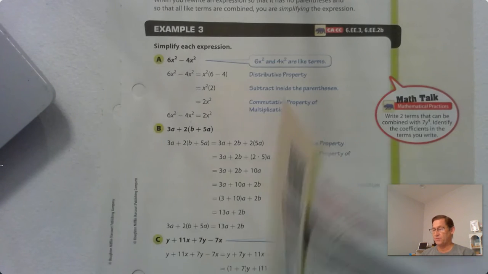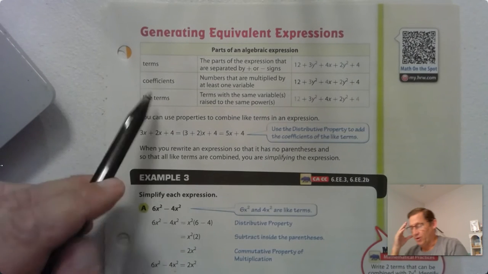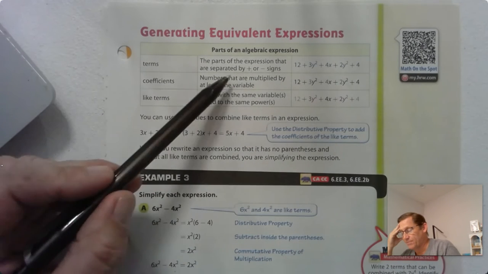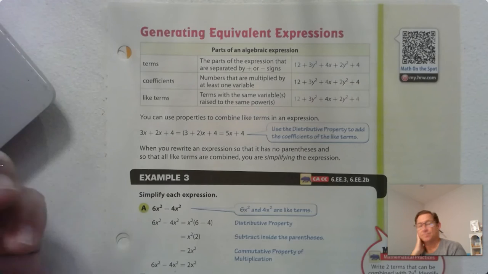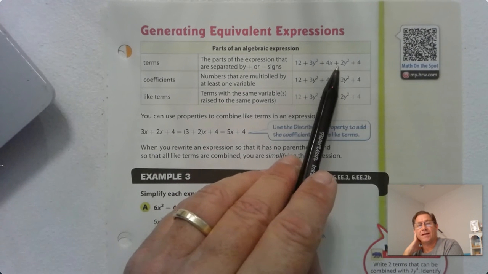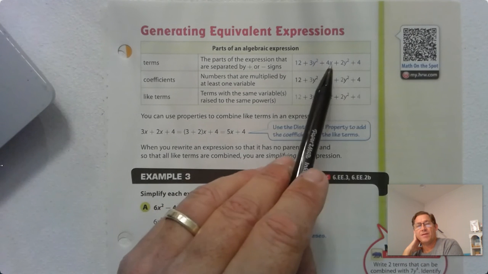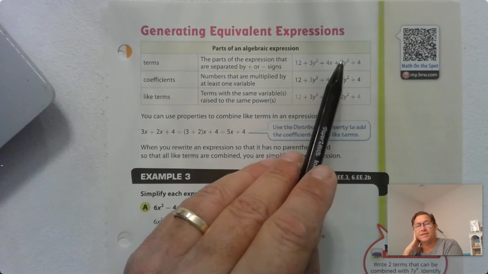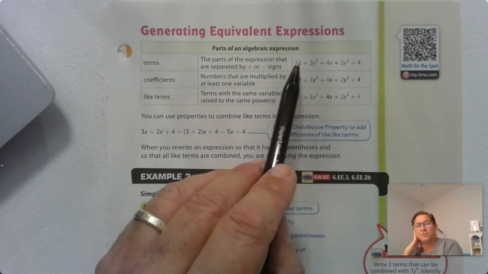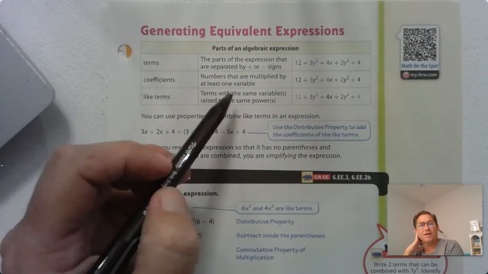All right, let's look at page 281. So how can we generate equivalent expressions? Terms are the parts of the expression that are separated by addition or minus signs. So 12 plus 3y squared plus 2 plus 4x plus 2y squared plus 4. Everything that's separated by an addition symbol is a term. So in this one, there are 1, 2, 3, 4, 5 different terms.